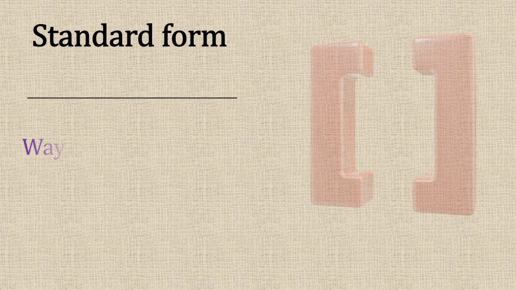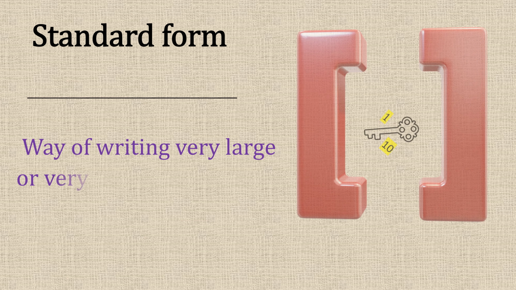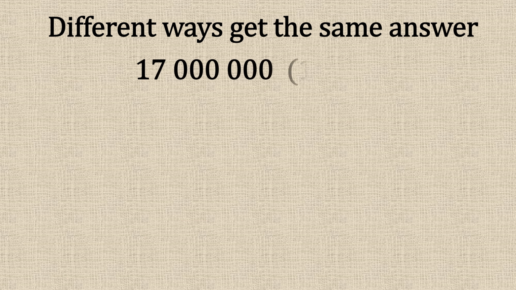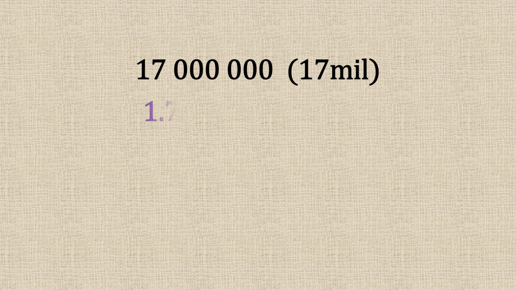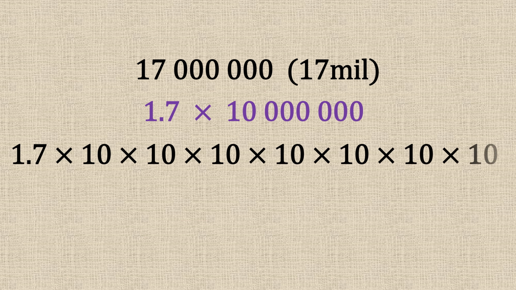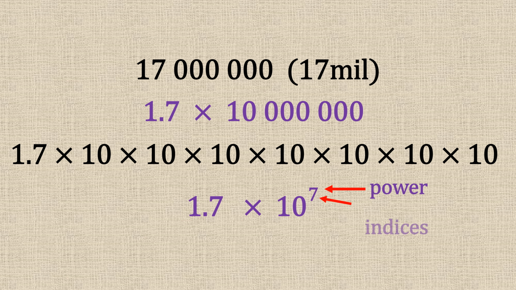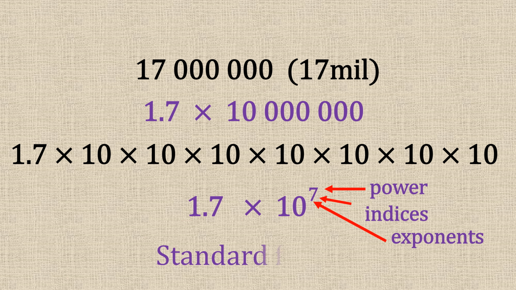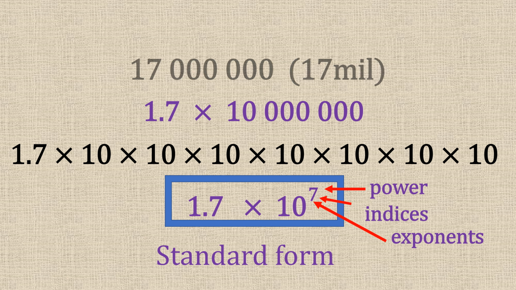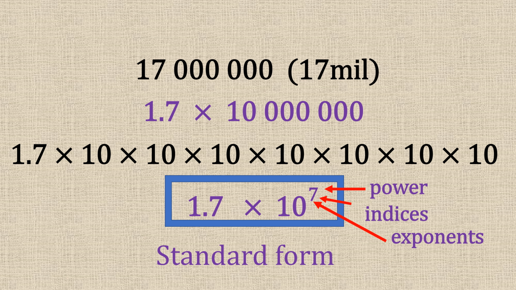So we're going to look at standard form, and this is a way of writing very large or very small numbers easily. So there's different ways to get to the same answer. For example, if you had 17 million, there's a few different ways you can write that calculation out, as you can see, but we're going to use powers or indices or exponents, and this is a standard form, which is 1.7 times 10 to the power of 7, which will give you 17 million.